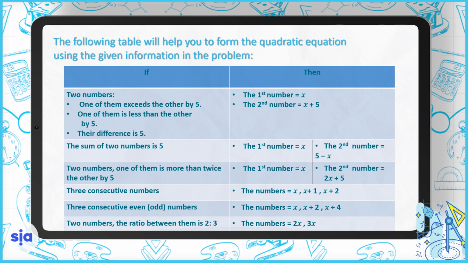But if the question said 3 consecutive even numbers, or 3 consecutive even integers, or 3 consecutive odd integers, if the first one is x, what's the second? Yes, excellent. It's x plus 2. And what's the third? X plus 4. Whether it's even or odd, the first one is x, the second one is x plus 2, the third one is x plus 4. Two numbers, the ratio between them is 2 to 3. We're going to consider the first number is 2x and the second number is 3x.